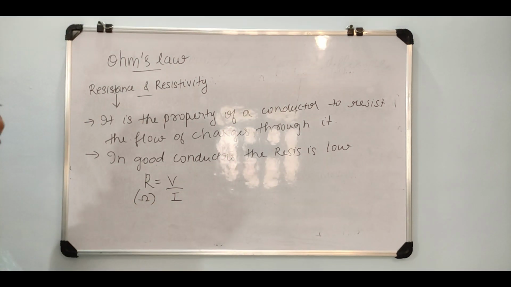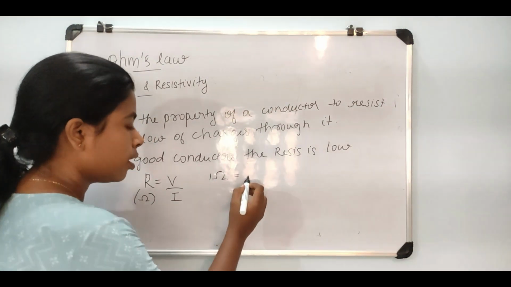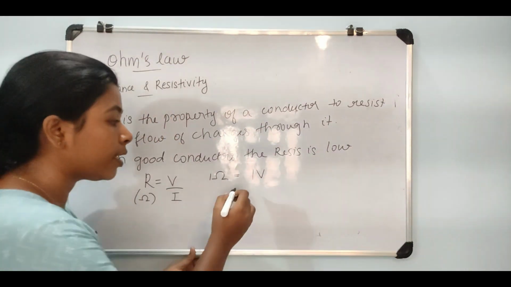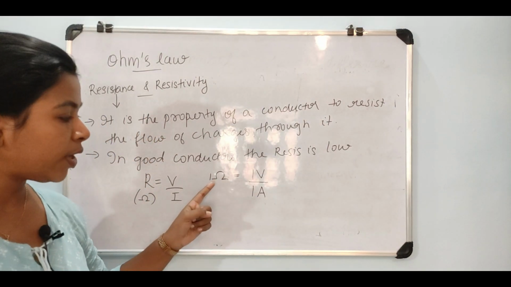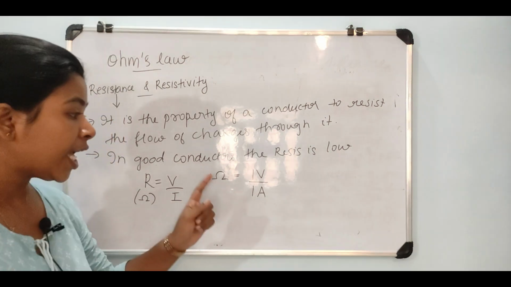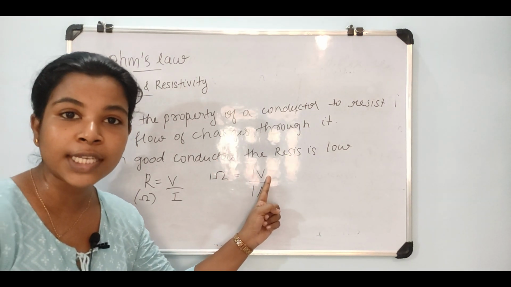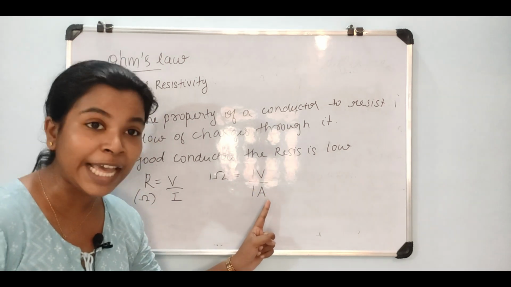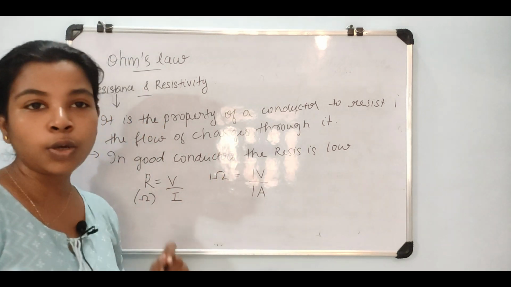Now, what is defined as 1 ohm? See, when the voltage in a circuit is 1 volt and the current in a circuit is 1 ampere, what we get? We get the resistance as 1 ohm, right? So how can you define this? If the potential difference across a circuit is 1 volt and the current passing through that circuit is 1 ampere, then the resistance across the circuit is said to be 1 ohm.